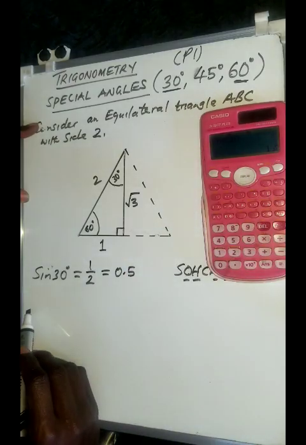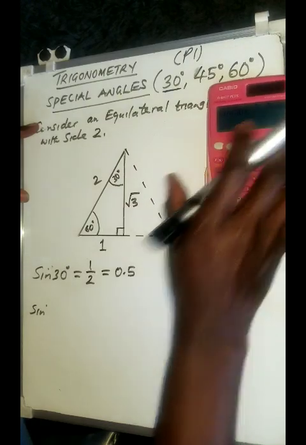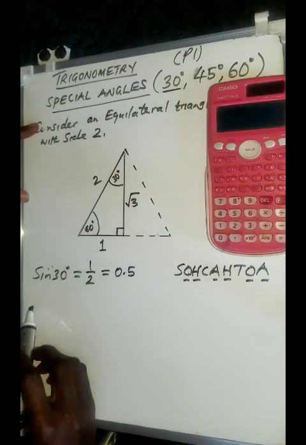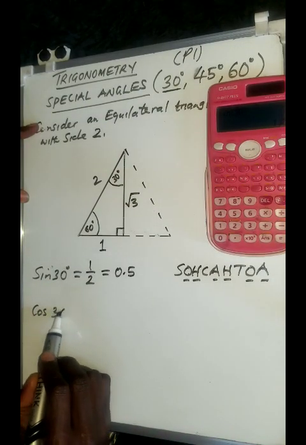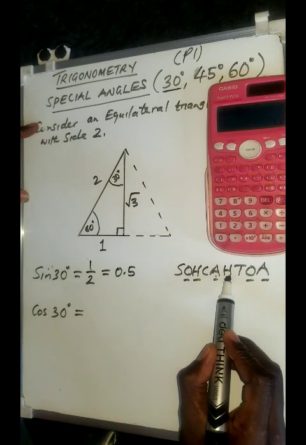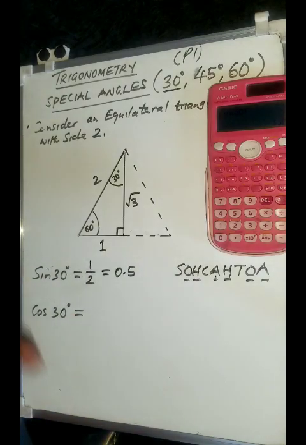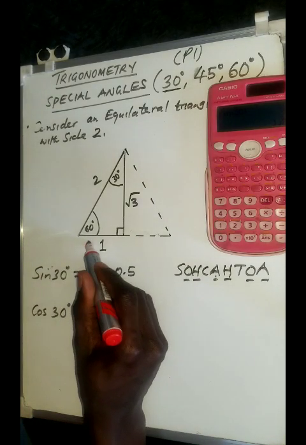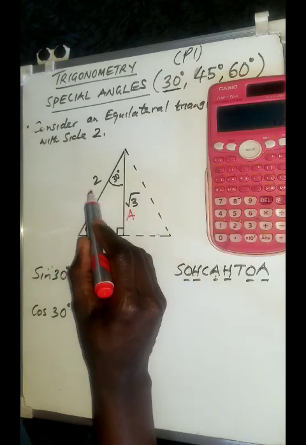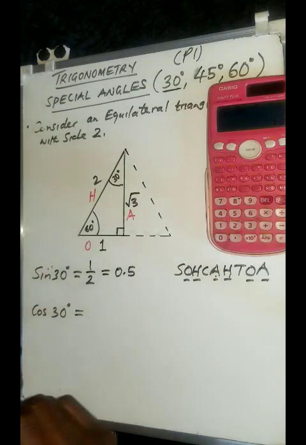All right, we can also go to cos of 30 degrees, because I'm looking at 30 degrees. Cos 30 degrees: cos is adjacent over hypotenuse. So remember, when I'm looking at my 30 degrees, this is the opposite, that is my adjacent, and that is of course my hypotenuse, as I'm looking at the 30 degrees angle.